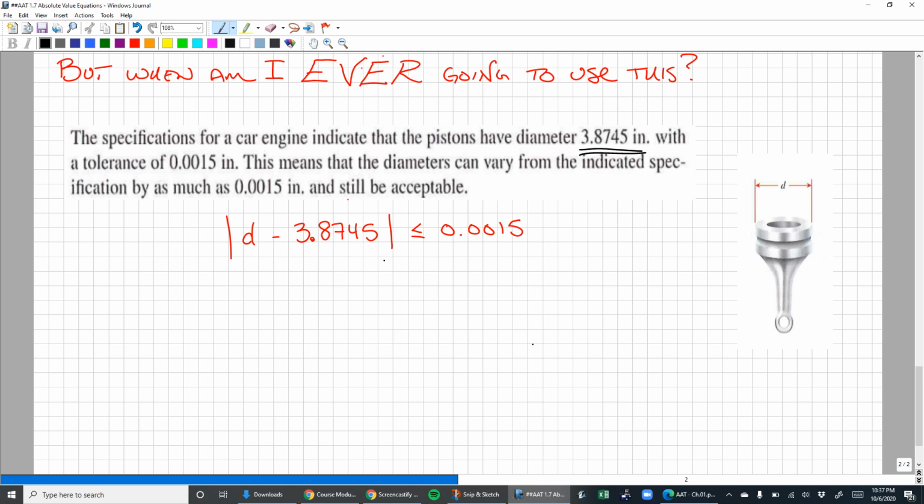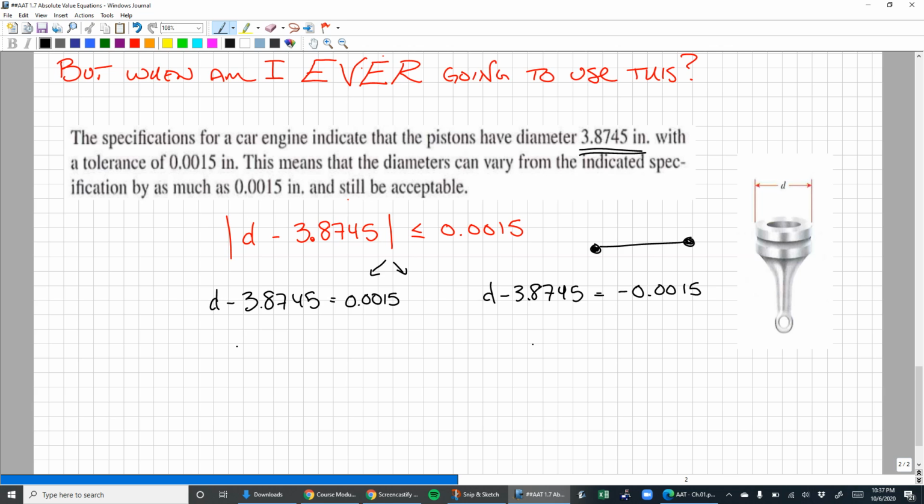Now, right here, because it's an inequality and it's less than, I know my answer is going to look like two dots right here, and it's going in, it's between those two. So I can just find those bounds. So d - 3.8745 = 0.0015. And we also have d - 3.8745 = -0.0015.